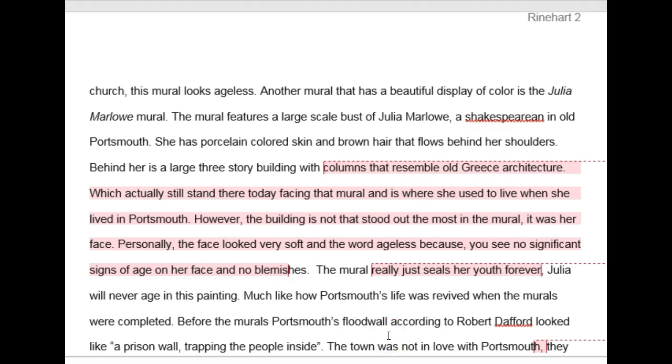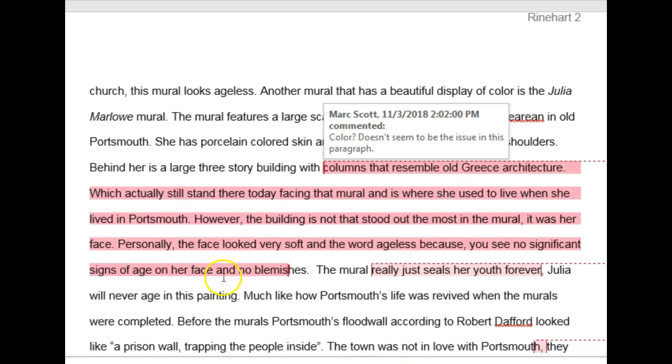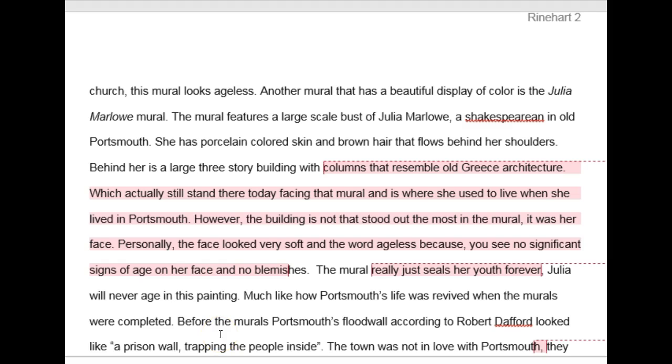I think you can do that. I think you can talk about color in the Marlowe mural. It's not as evident, not as clear as with the congregation mural, but it's definitely there to talk about. But there's quite a bit of detail in here that doesn't seem to have much to do with color, and it'll probably need to find another home to make room for a discussion about color that works with the first half of the paragraph.